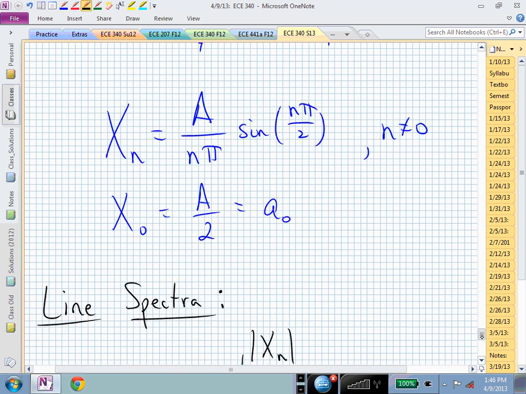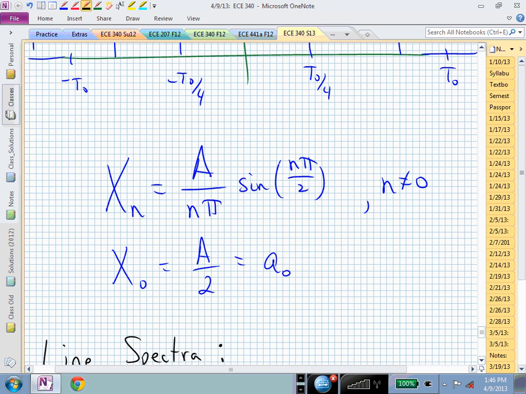What's the second harmonic? N is 2 now, isn't it? You plug in 2 in the argument of sine, and you have sine of pi, which is 0. And that's consistent with what we had before. Our second harmonic didn't have any information in it.